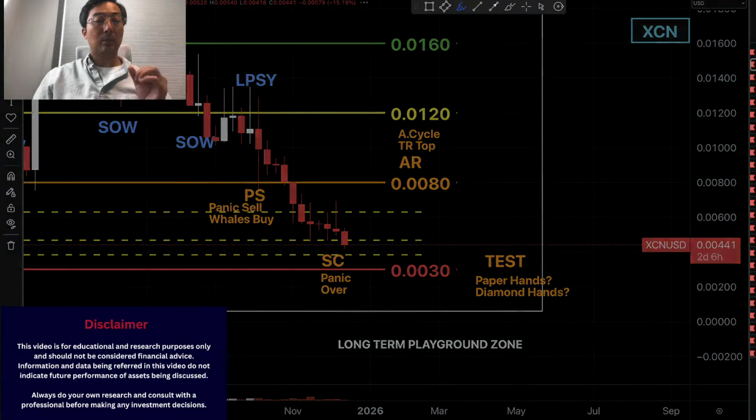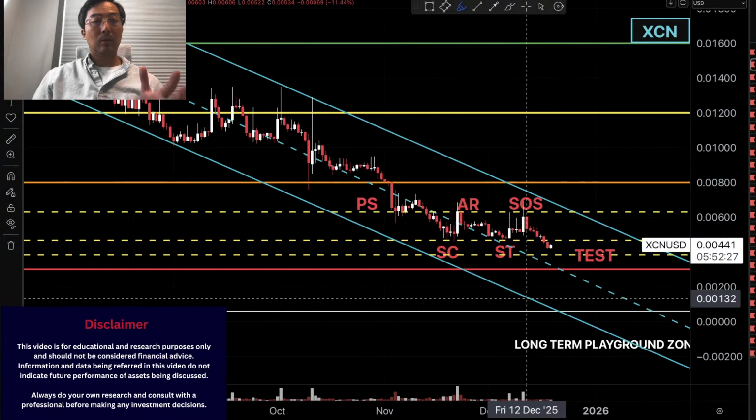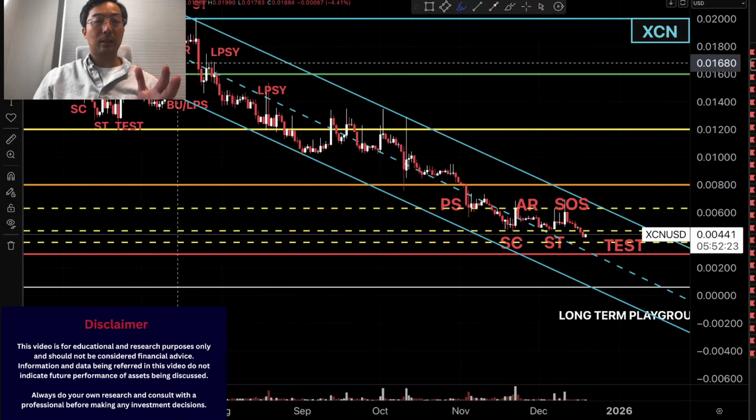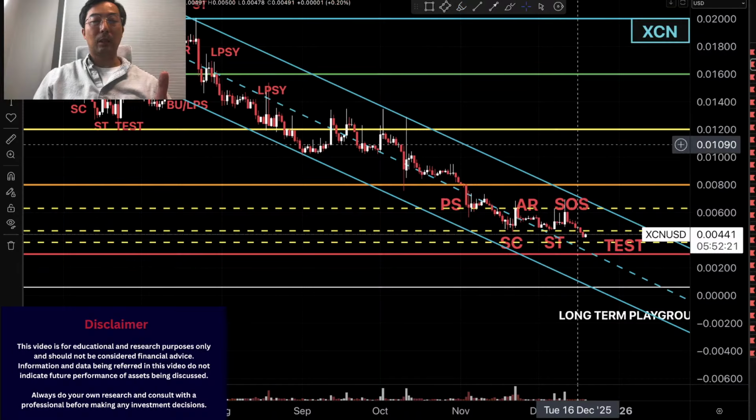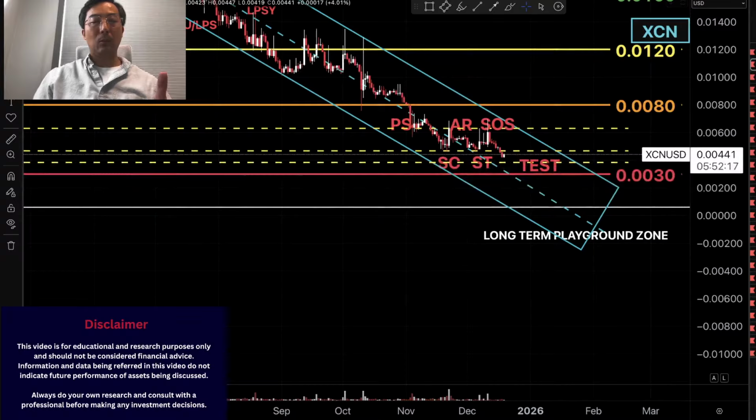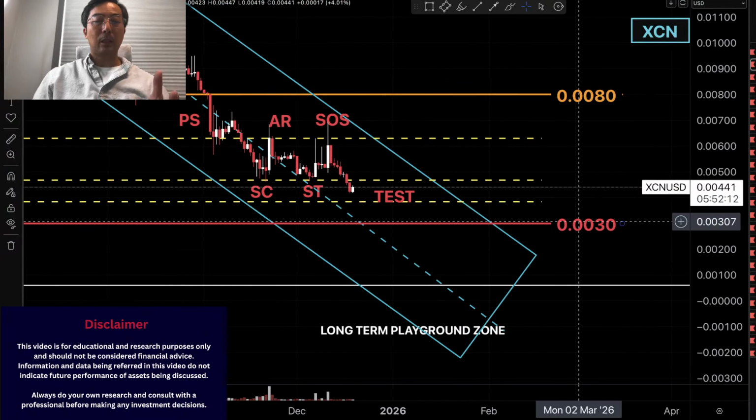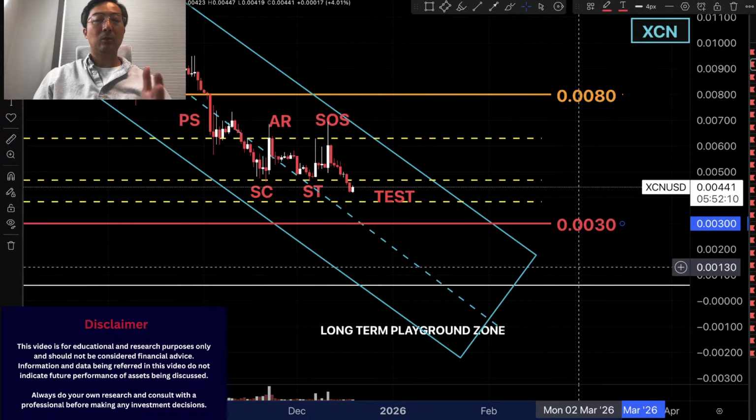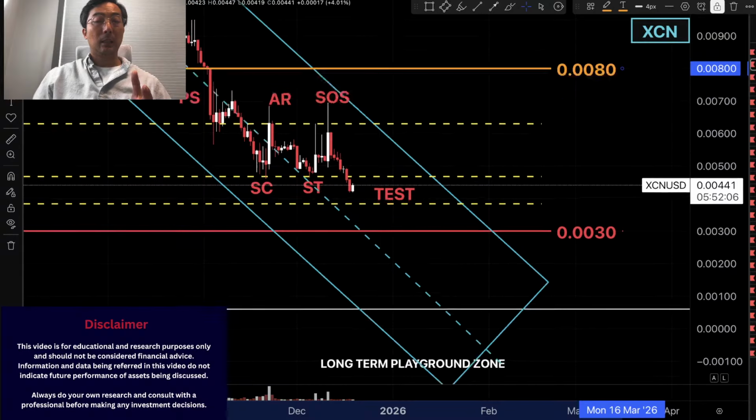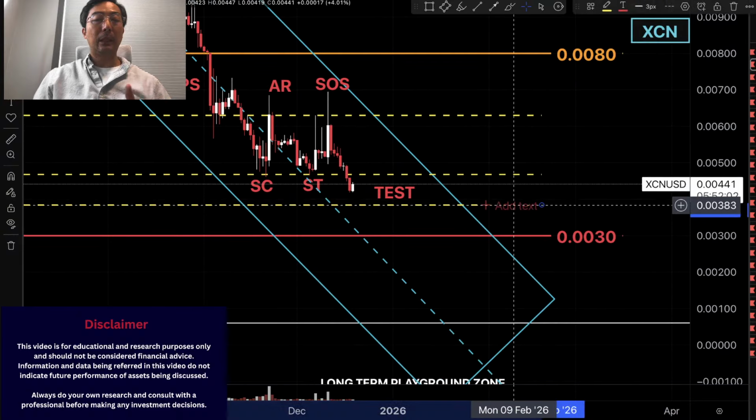Now, let's get to the daily chart and see what's going on here. So the key focus is this light blue box. The downtrend that started back in mid-July for the case of Onyx coin is still continuing. We've got multiple levels between the key levels. So the red key level is 0.003, the orange key level is 0.008. We've got these yellow dashed lines representing the intermediate levels.